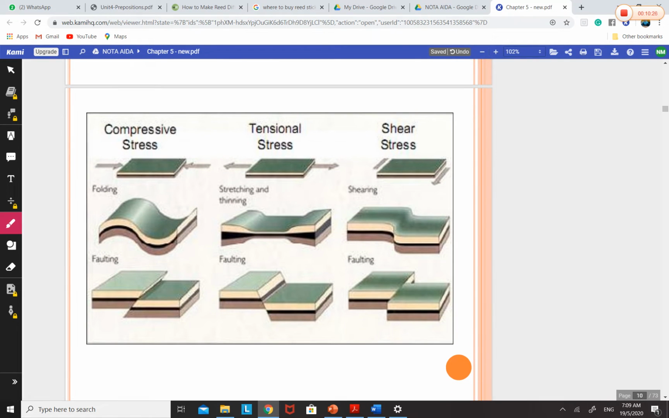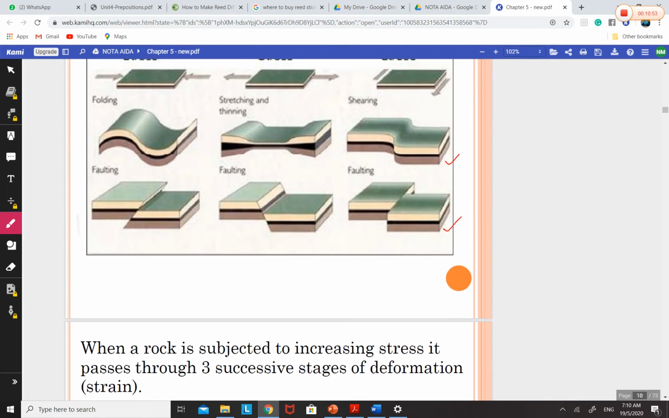What will happen to the rock when it receives compressive stress? The folding, can also be faulting. Tension, the stretching and thinning in the middle of the plate, also can cause faulting. What is fold, what is fault, later I will introduce to you. The shearing, what will happen due to the shearing? It can also cause faulting.